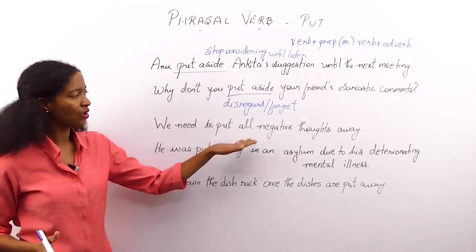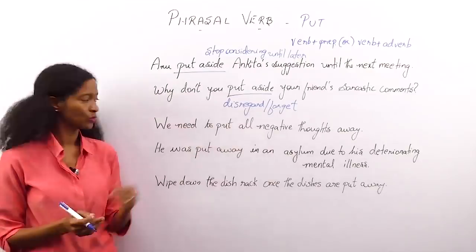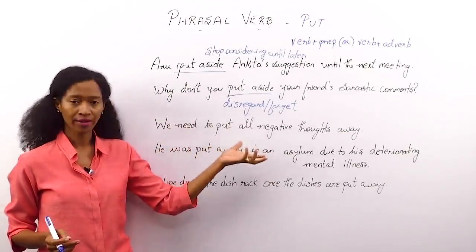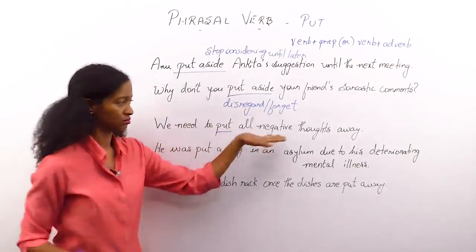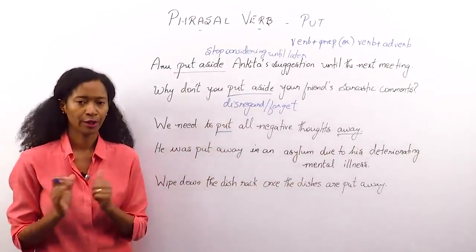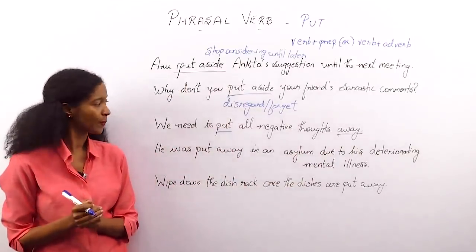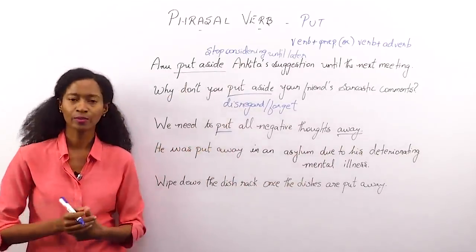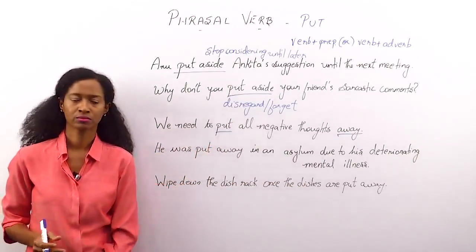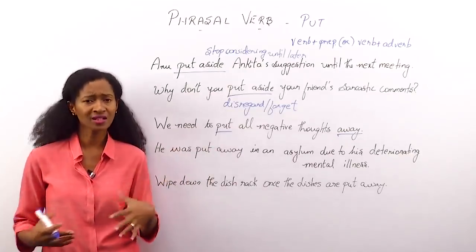We need to put all negative thoughts away. We, subject, need to do what? To put, negative thoughts is our object, put away, right? That's our phrasal verb. Again, verb plus adverb combination. We need to put all negative thoughts away means what? So in this context, the meaning is again discard.